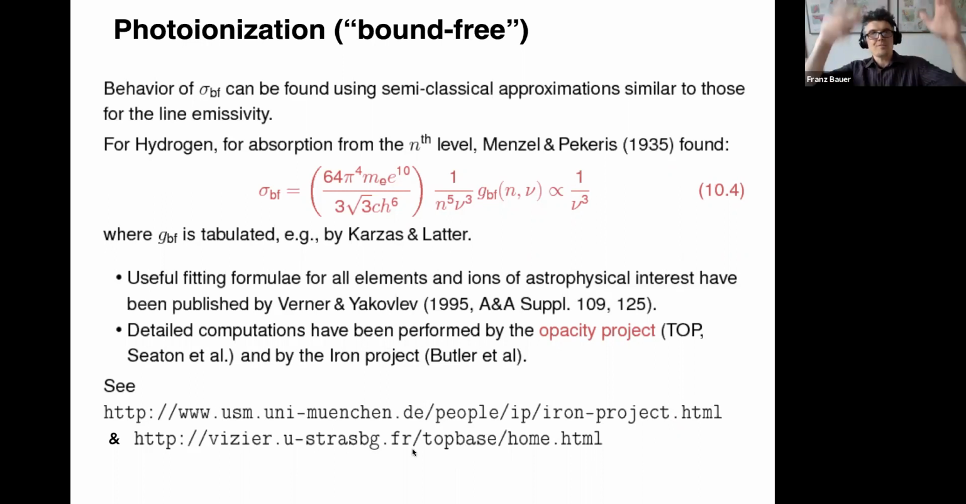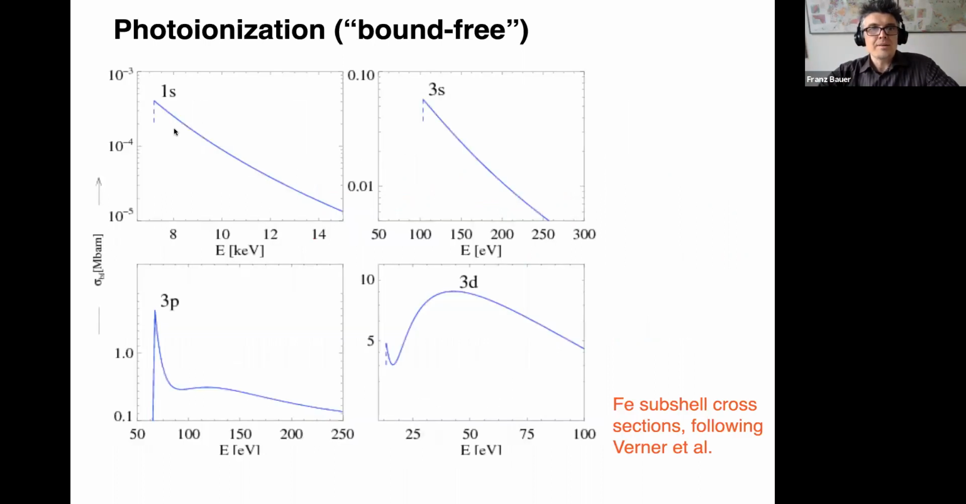It's very complicated what you actually need to look up, but you can look up very specific things about a particular level of a particular atom. So these are just some examples from Werner showing the functional forms.